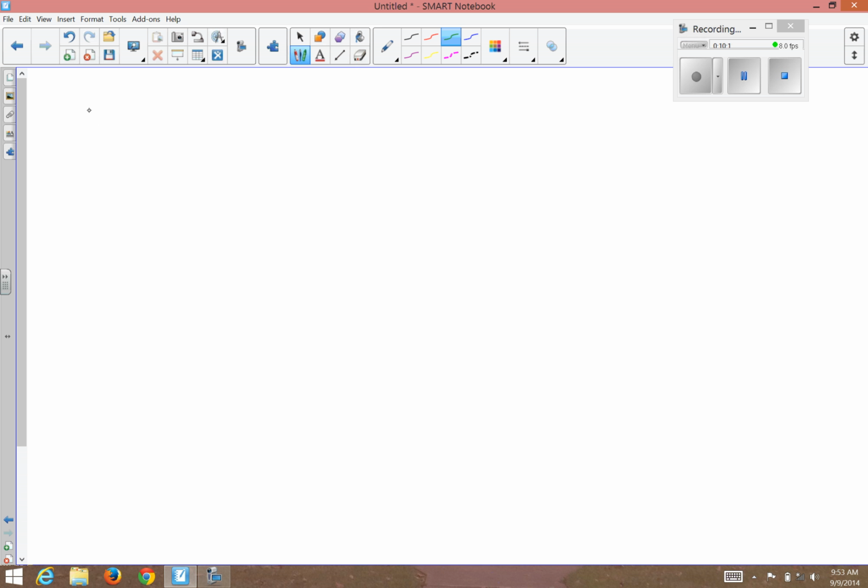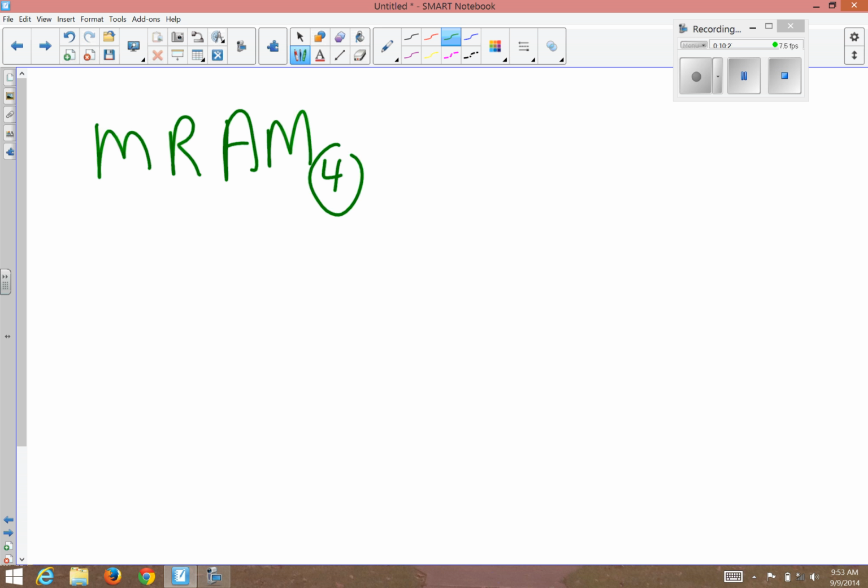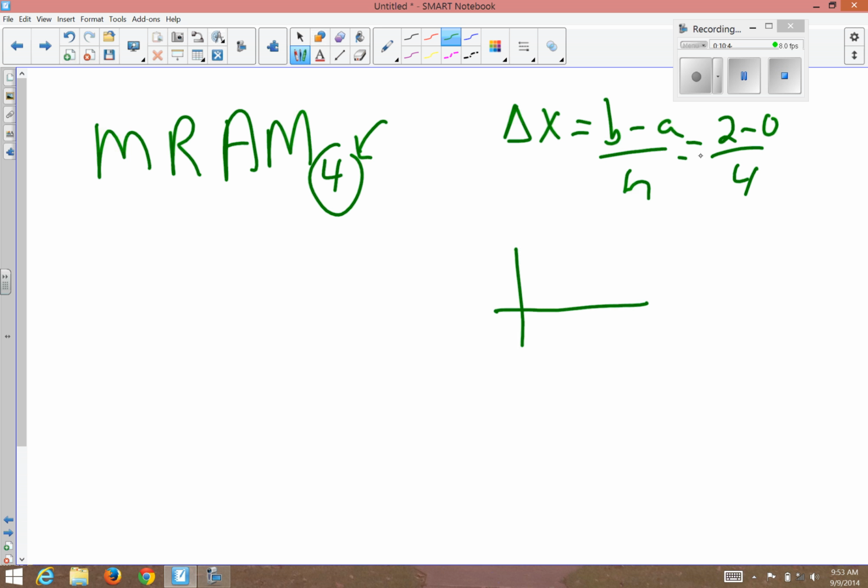the midpoint rectangle approximation method, still using 4 rectangles because that's what it says in the directions. This time for each interval, there's still 4 intervals, so we still would use the same delta x. This is b minus a over n, that's n. Same interval, 0 to 2. But this time for each interval, the first interval starts at 0, because that's where we're supposed to start, and goes to 0.5, because that's the change in x, or the width.